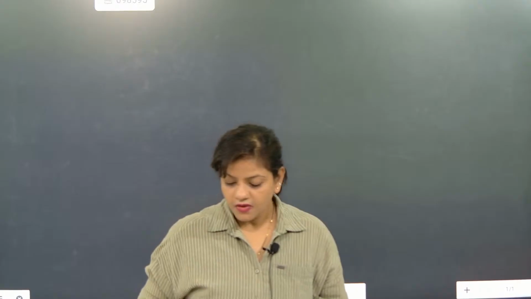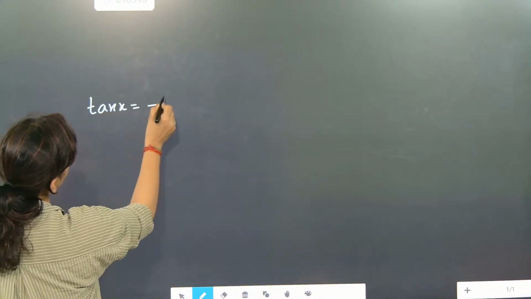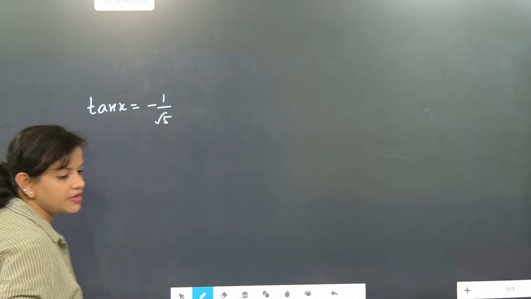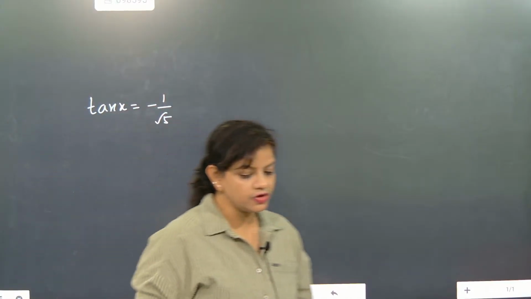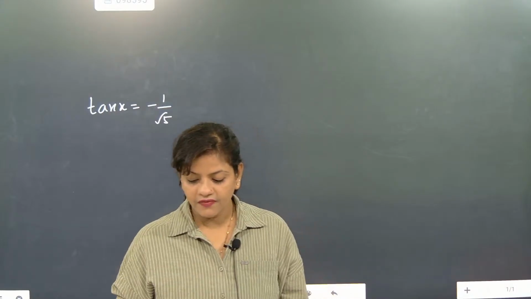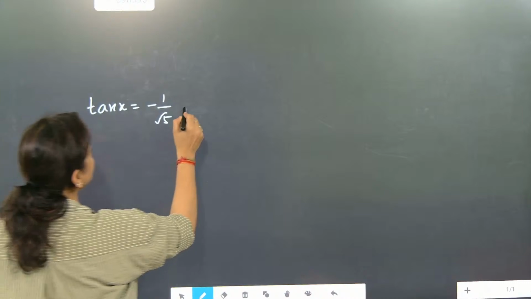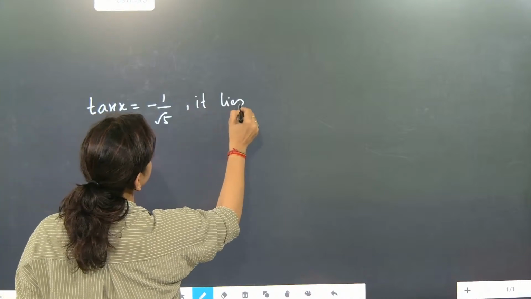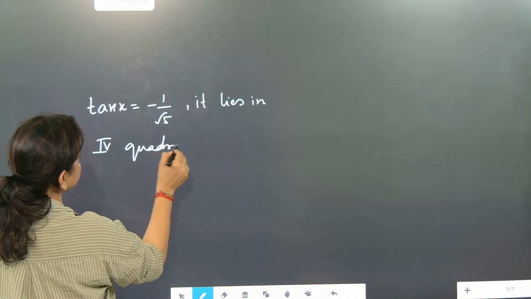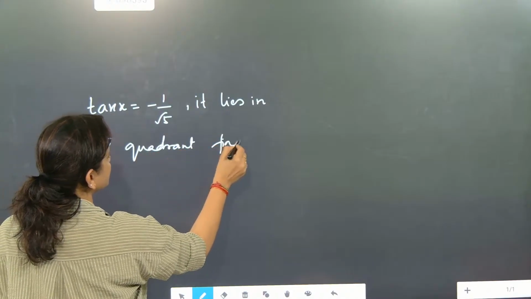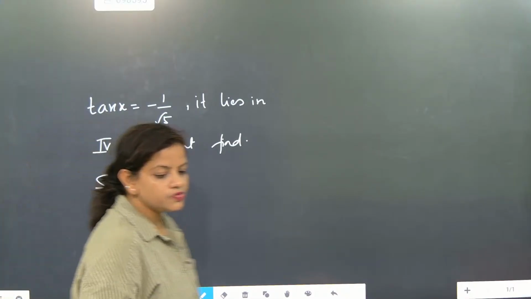So first, one pattern question is: tan x is equal to minus 1 by root 5. Once they give you tan x equal to minus 1 by root 5, they will also say that it lies in the fourth quadrant. Then they will say: find sin x. So this is one pattern question.